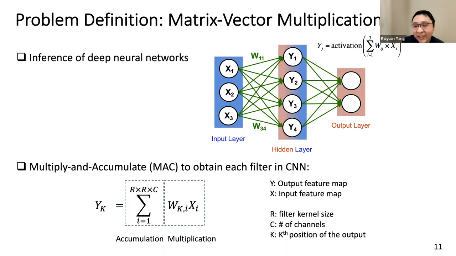We all know that when you run a deep neural network, you have to repeatedly perform a matrix vector multiplication. And for each filter in a CNN, you're actually doing this multiply and accumulate operation. You multiply the weight with the input activation, and then you sum this over many different input channels, and then you repeat this process again and again. So our goal is to come up with better hardware that can perform this operation more efficiently than conventional digital systems.